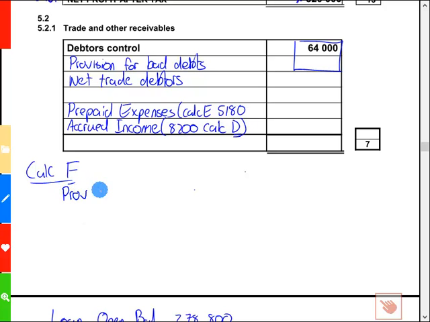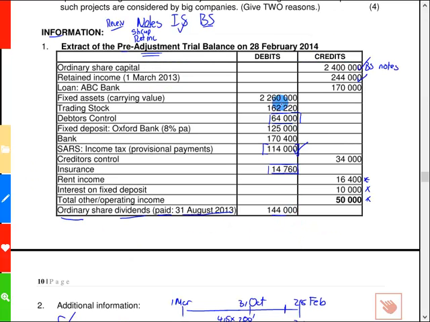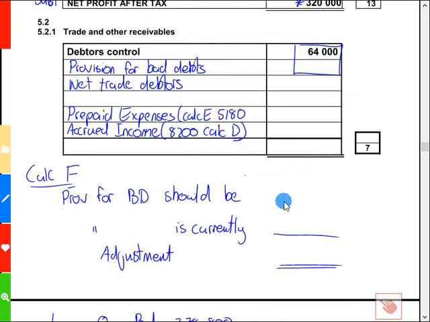Provision for bad debts should be, and we're going to calculate that. Provision for bad debts is currently, and the difference is going to be our adjustment. The provision for bad debts currently is a... What is the amount currently? When you look at our trial balance, there's no provision for bad debts, so we put this as 0. I'm just showing you for completeness' sake, if you had a question where there was a balance. This would have been a credit balance, but it's now 0, so it's neither.